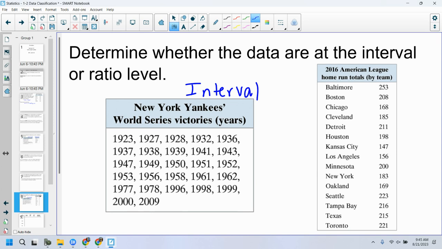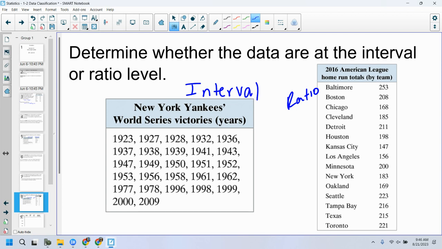In contrast to that, we have 2016 American League home run totals by team. Looks like the Orioles had the most. That's surprising. That would be the ratio level, right? Because what am I looking at here? I'm looking at the amount of home runs. Does 0 home runs actually mean 0 home runs? Yes, that is an inherent 0. That's what I mean by the ratio level.